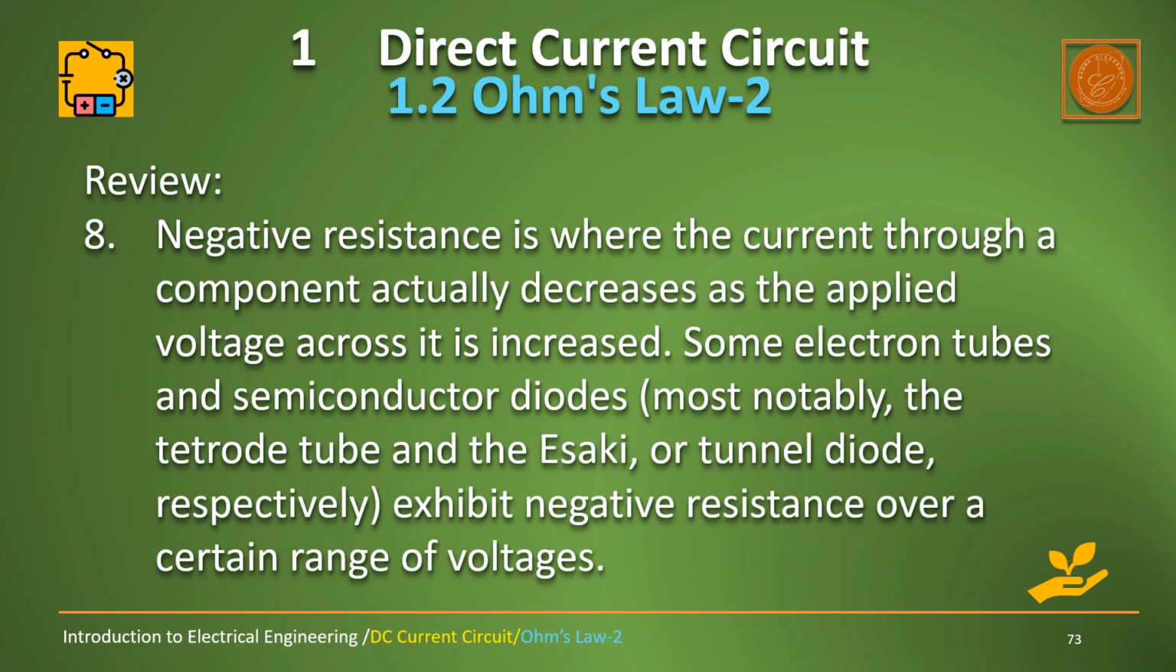Number 8. Negative resistance is where the current through a component actually decreases as the applied voltage across it is increased. Some electron tubes and semiconductor diodes, most notably the tetrode tube and the Esaki or tunnel diode, respectively, exhibit negative resistance over a certain range of voltages.